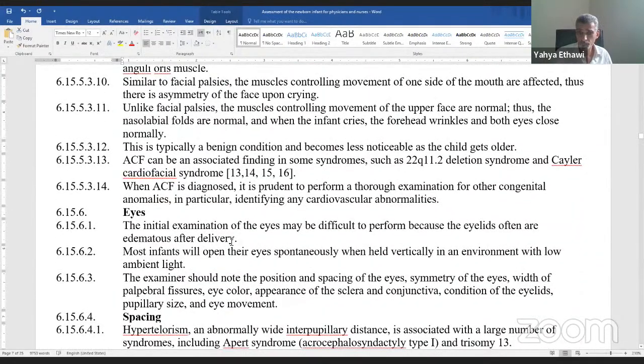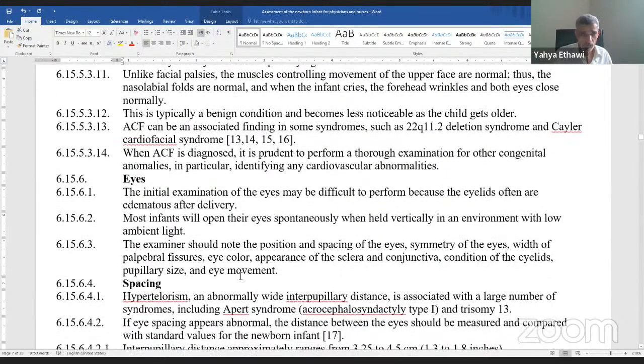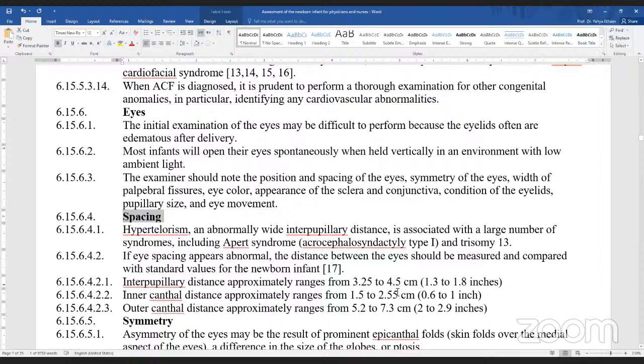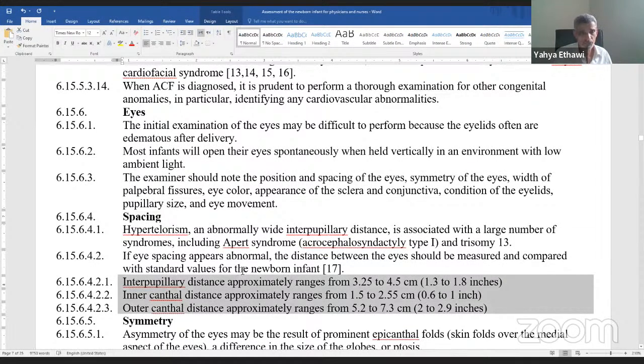Very important to examine the eye for any abnormalities, and to do the red reflex if you are able to. You need to measure the spacing between the eyes, and you should know that the space between the eyes should be about one eye width. So hypertelorism can be identified, and these are some measurements if you're interested. These are the measurements mentioned here.